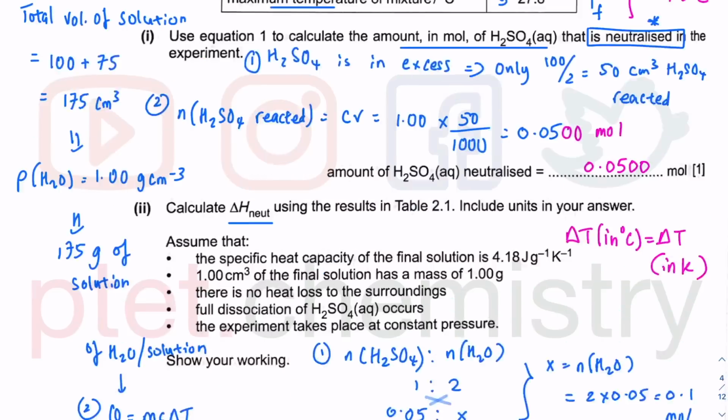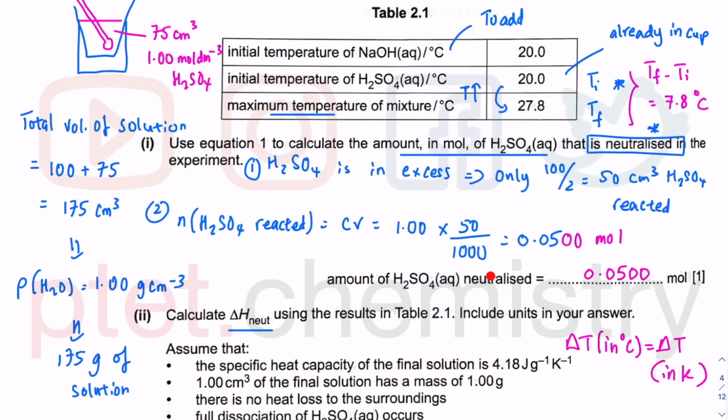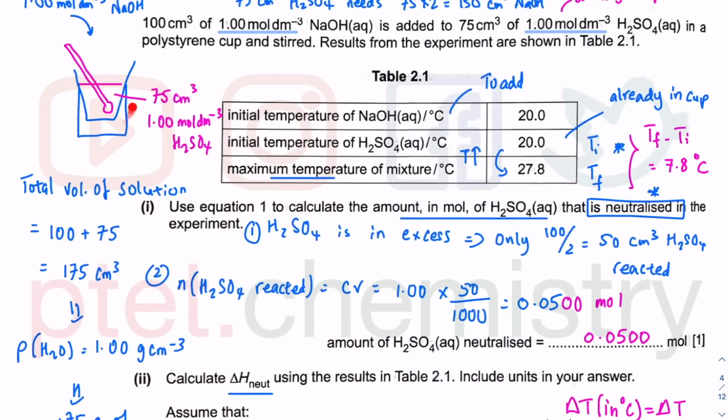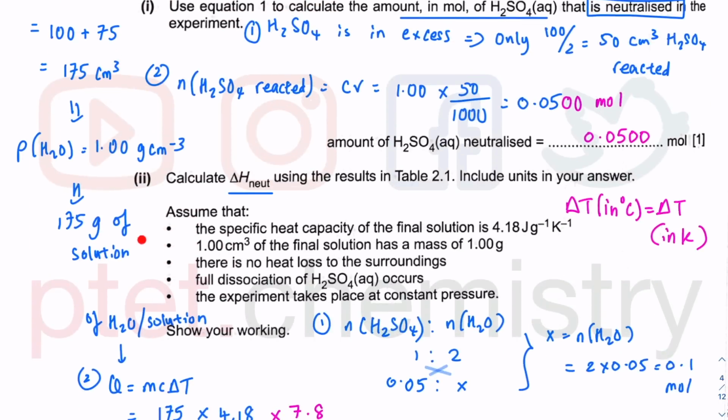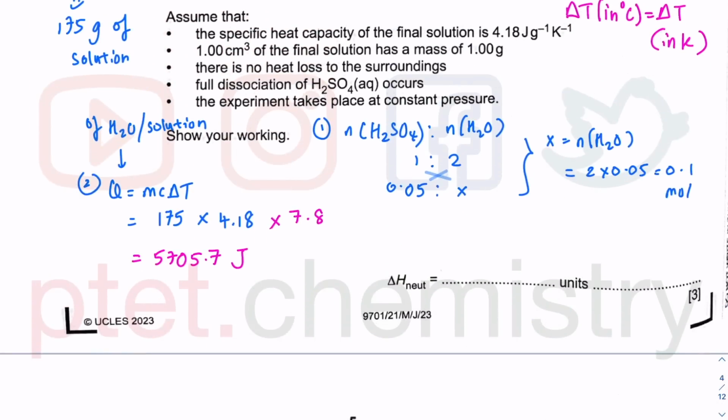I mean, we know the sulfuric acid is in excess, not all the sulfuric acid reacted, but you've got the sulfuric acid remaining that has got a water component. So that's why we have to total up the volume of solution here, because it's solution plus solution, giving us the total mass of water that we are heating up.